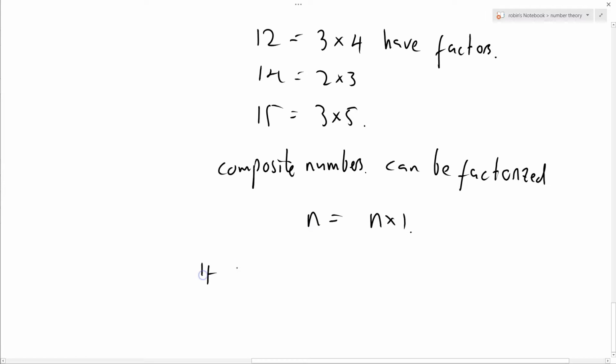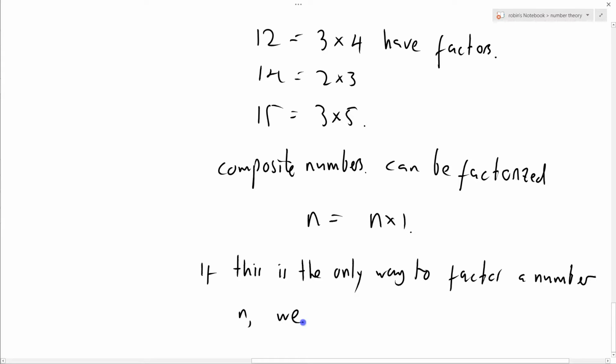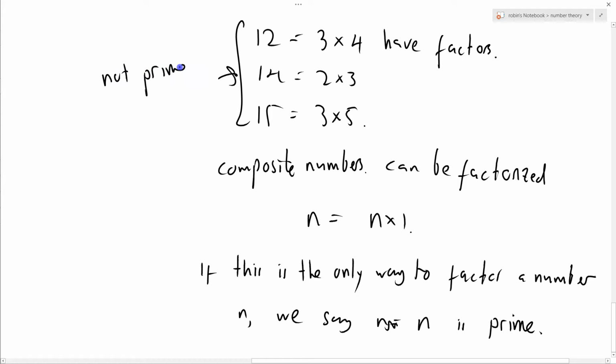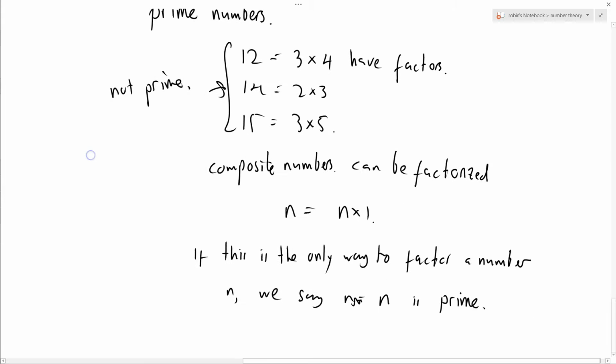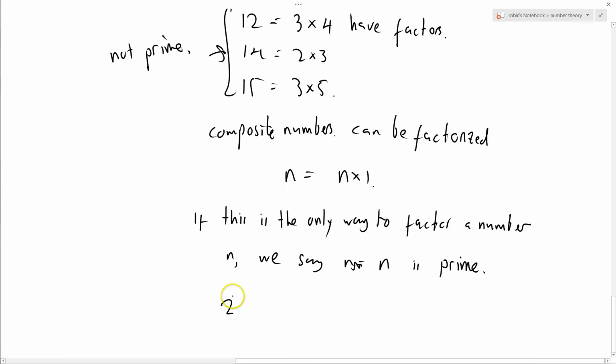But if this is the only way to factorise a number, sorry, glitch there. If this is the only way to factor a number n, we say n is prime. So these numbers here are not prime. Again, I'm not being entirely rigorous here. So, for example, 2 is prime. You normally say 1 is not prime. And you'll see why in a minute.